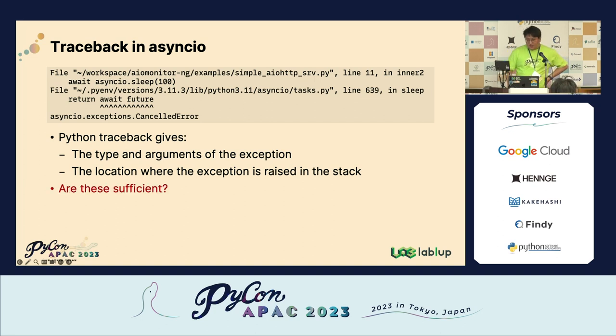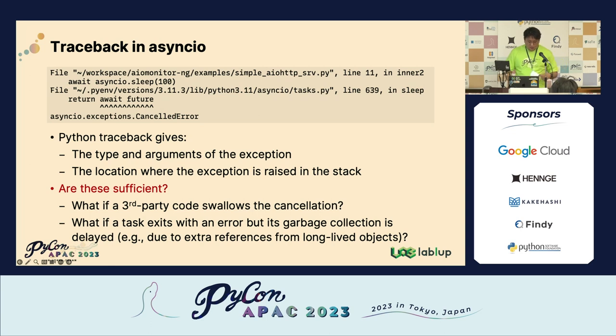But I don't think these are sufficient for debugging complex asyncio applications, because cancellation is just a type of exception in asyncio applications, but it is a very vital signal to shut down the entire application gracefully, especially when there are many concurrent tasks ongoing. There were some cases where third-party libraries silently swallow the cancellation, or the task exits without any explicit error logs when garbage collection happens long after the actual exception happened. These kinds of problems make it very difficult to debug things.